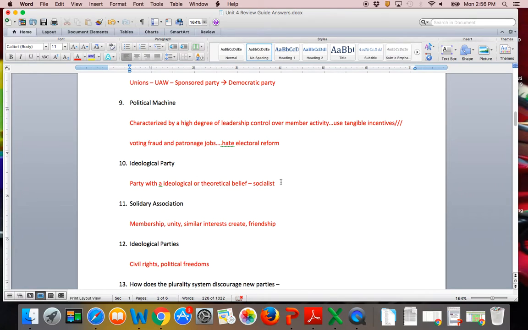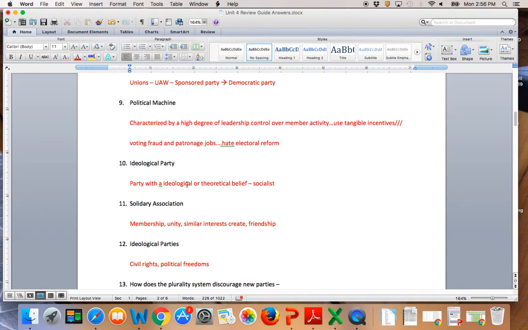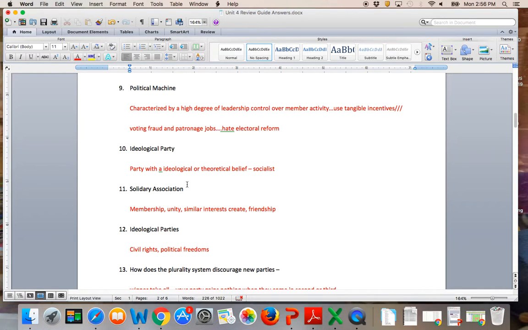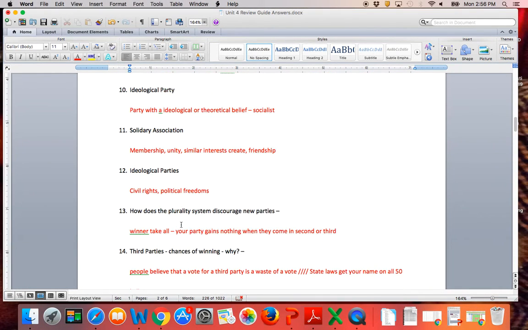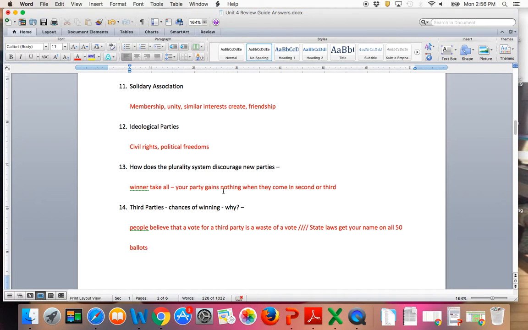Ideological party could be like the Socialist Party. It's based off a belief or an idea. It's more broad. It's not an issue party, not one thing, but more of a broad idea. Solidarity Association, your membership unity of a similar interest creates those friendships, that connection between people that are in an interest group. A couple more examples of ideological parties: civil rights movements, political freedoms, maybe anti-tax organizations.